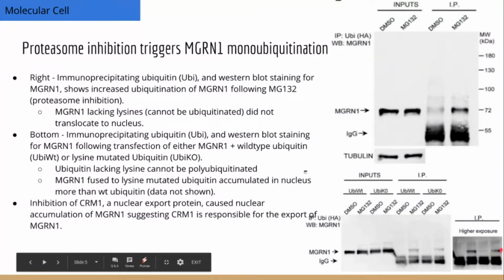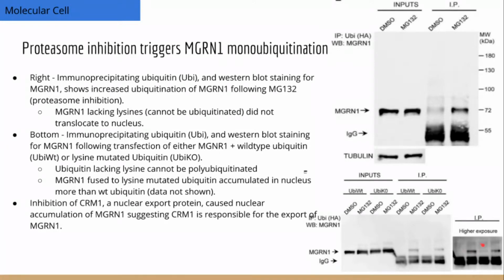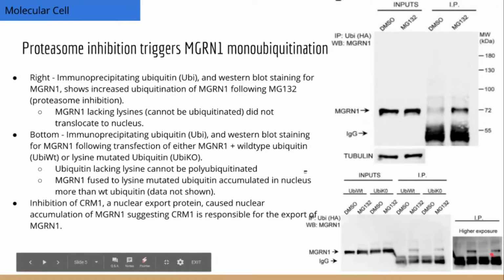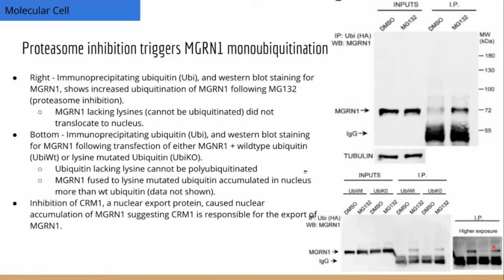And we see less pull down of MGRN1. So this indicates that MGRN1 is being polyubiquitinated in that the mutated lysine on the ubiquitin does indeed make sure that it's monoubiquitinated, and it does prevent polyubiquitination. So this is done just to confirm that these lysine mutated ubiquitin molecules that are fused onto MGRN1 are maintaining its monoubiquitination.